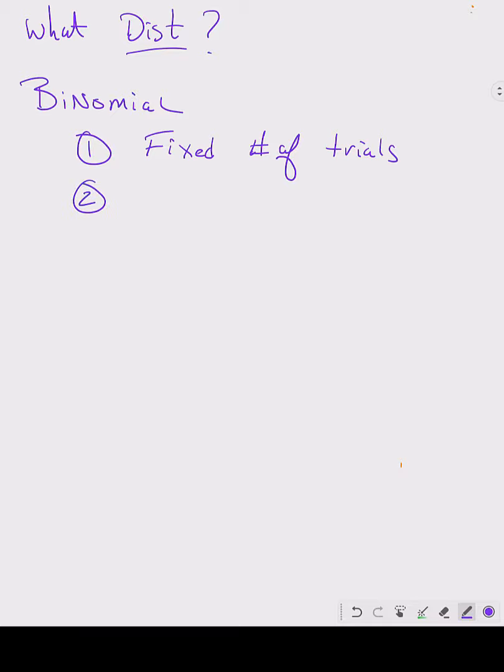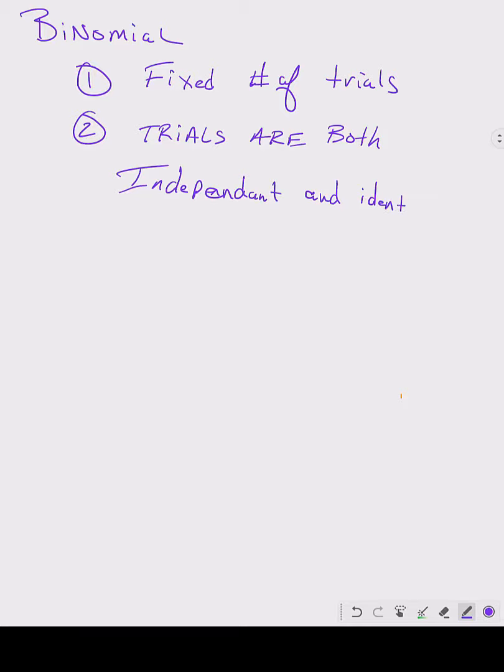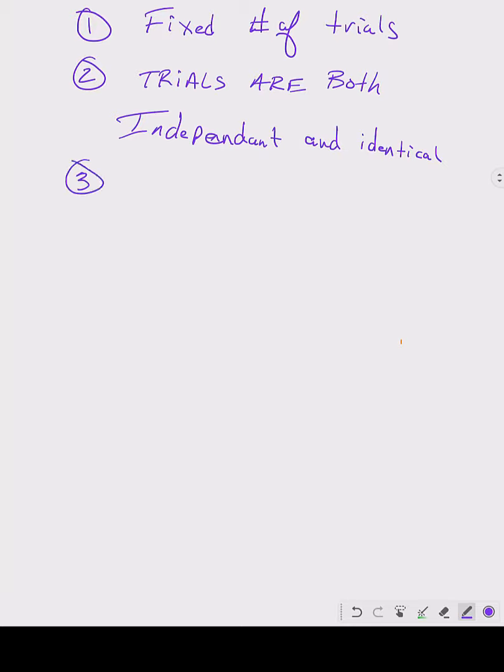Number two is that the trials are both independent and identical. And number three is success or failure.